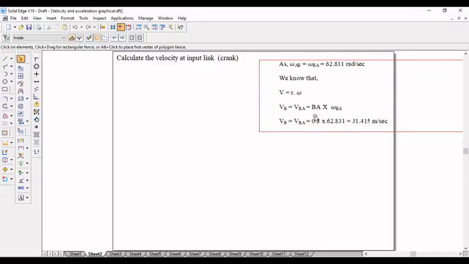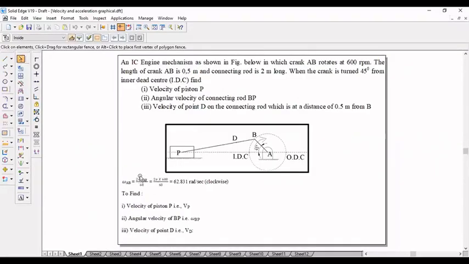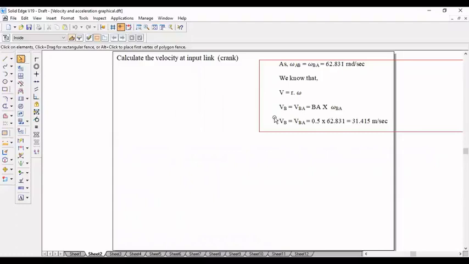Whenever you are substituting, keep it in meters only. Omega BA is 62.831, which you get when using the formula 2 pi n by 60. After using that, I get the velocity of B with respect to A. Since it is absolute, I can just write it as VB. VB and VBA are both the same, 31.415 meter per second. This is the initial step: first calculate the velocity and keep it.